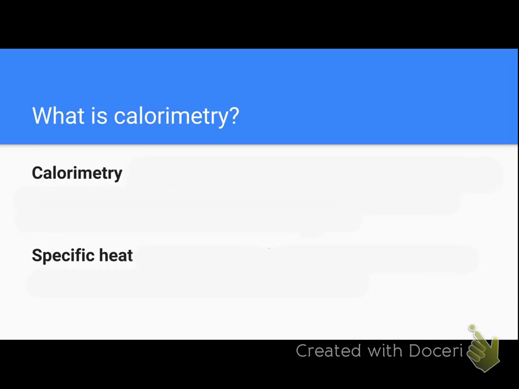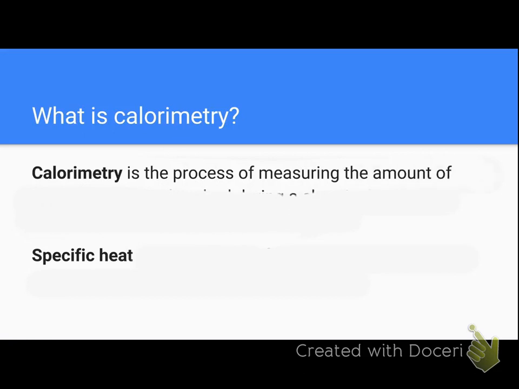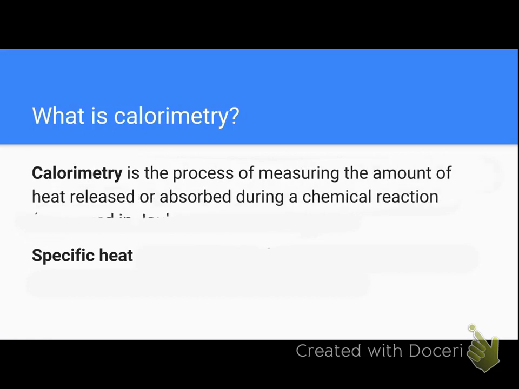Before we begin with any calculations, we have to understand what calorimetry actually is. Calorimetry is the process of measuring the amount of heat that's absorbed or the amount of heat that is released during a chemical reaction. So when we see reactions occurring, some form of heat is going to be exchanged, whether that is absorbed into the reaction or it is released to the environment.